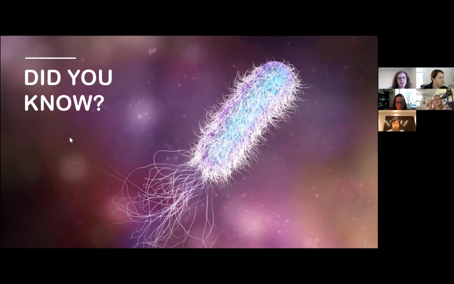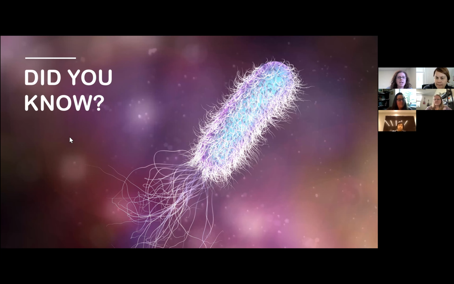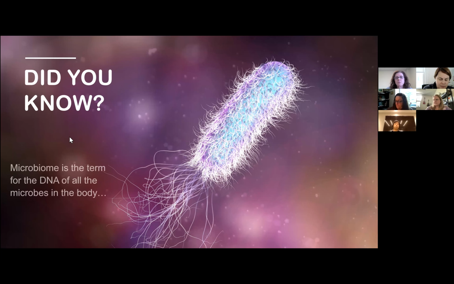So in case you did not know, there are millions of microbes that live on and within us. Some of these are native, so they're there all the time, and those are known as the normal flora, while some of those can be introduced, and so those are the opportunistic microbes. And so the term microbiome really refers to all of the genetic material from all of the microbes that are associated with a host.